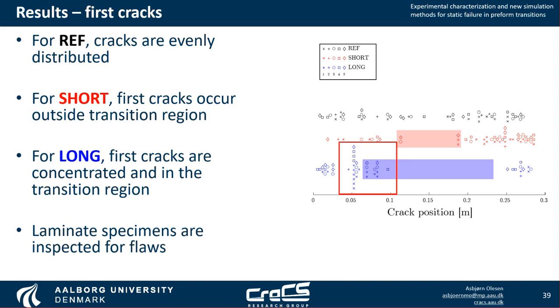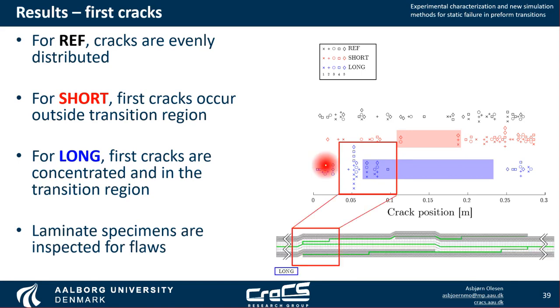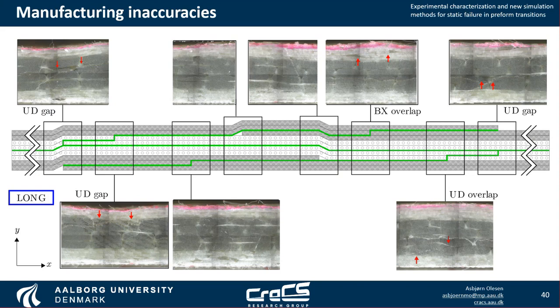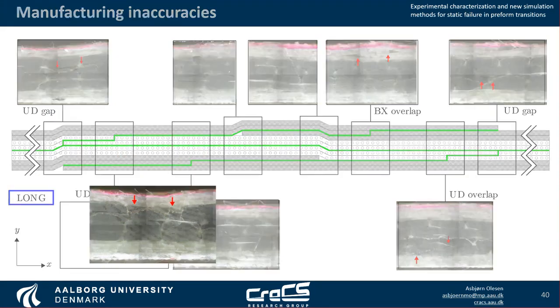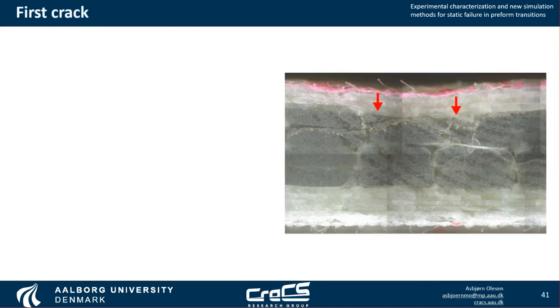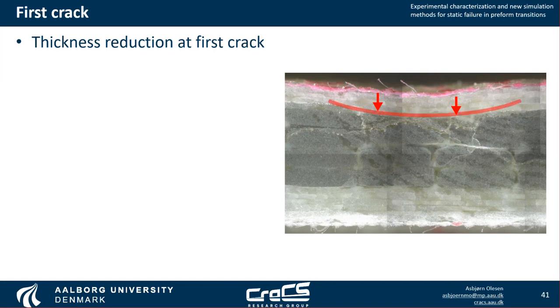We're particularly interested in this part here, which we will now look a little bit closer at by inspecting the laminate for flaws. So we will look particularly at this point here. This study is done for the whole laminate, so we're not missing anything. But returning to the region here, if we zoom in, we get this image here in the microscope. We see a thickness reduction at the first crack here, visualized as a little dimple in the total laminate thickness.